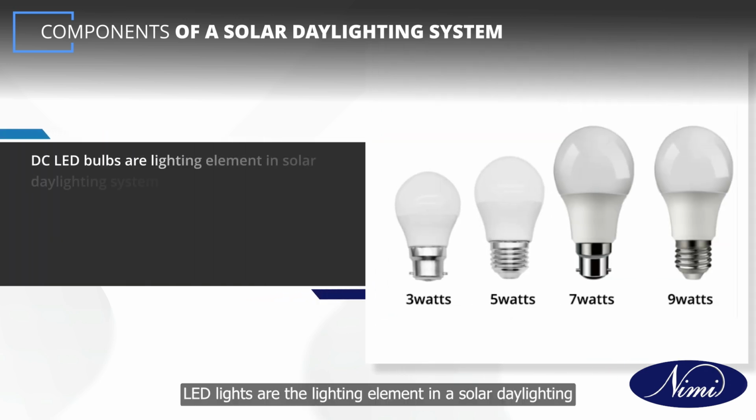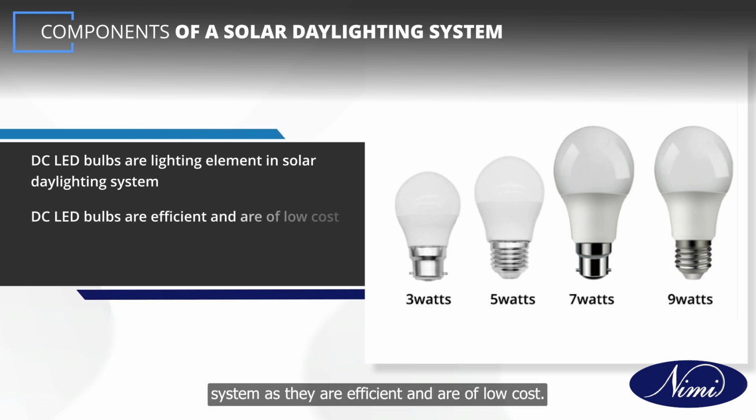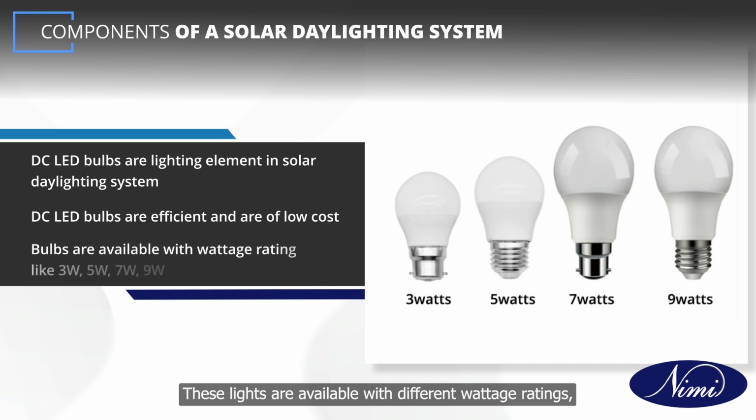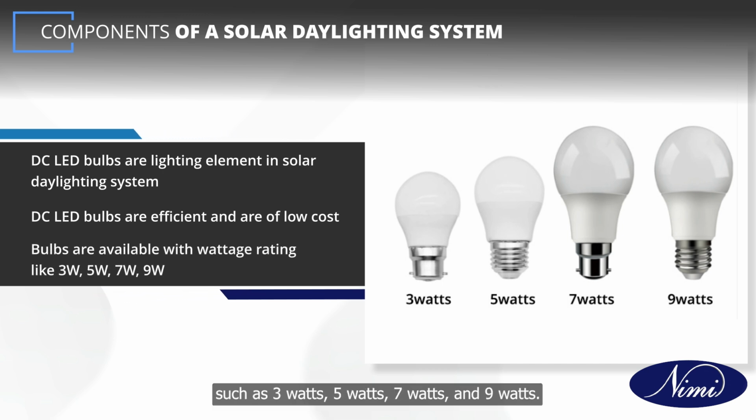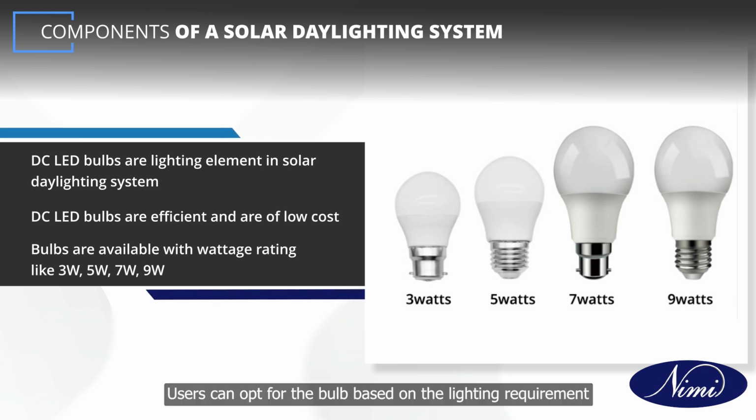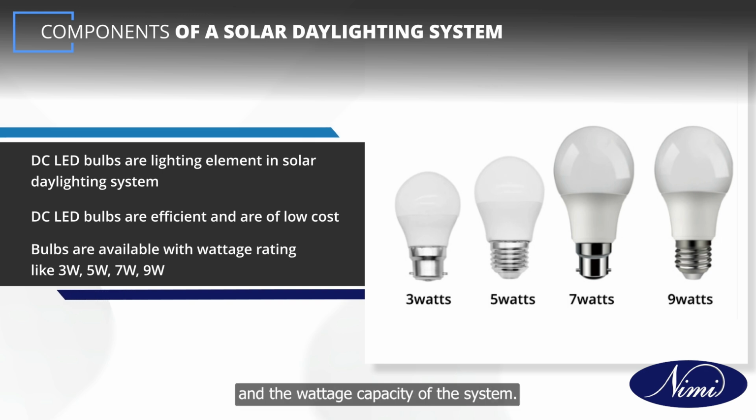LED lights are the lighting element in a solar day lighting system as they are efficient and are of low cost. These lights are available with different wattage ratings such as 3 watts, 5 watts, 7 watts and 9 watts. Users can opt for the bulb based on the lighting requirement and the wattage capacity of the system.